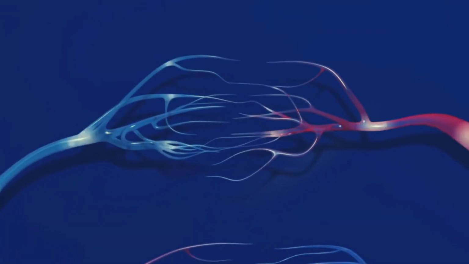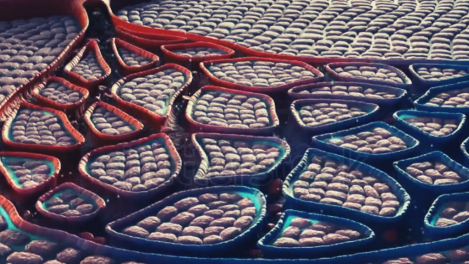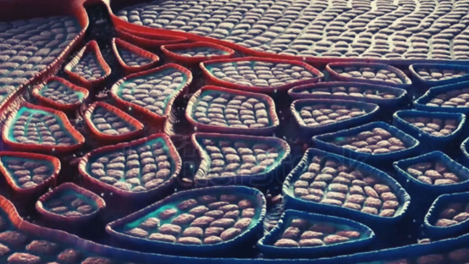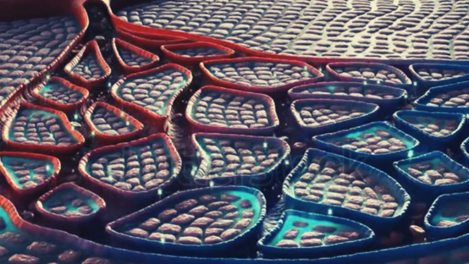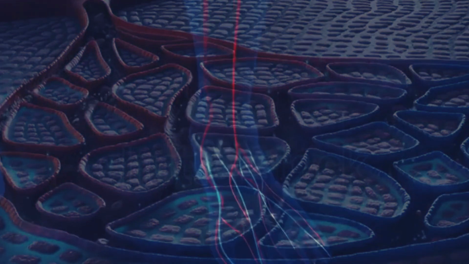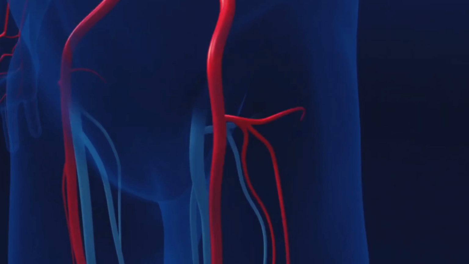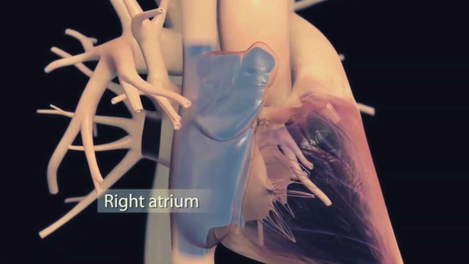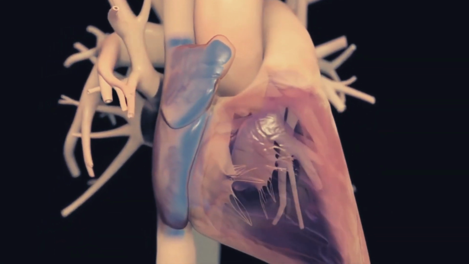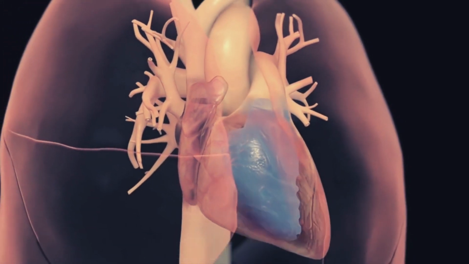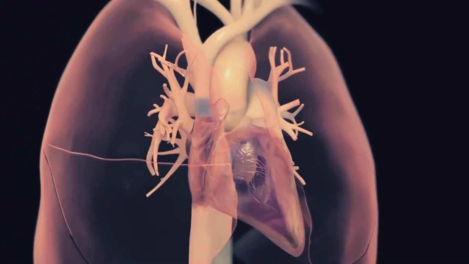Throughout the body, a network of tiny blood vessels called capillaries connects small arteries to small veins. These capillaries have very thin walls, allowing oxygen and nutrients to pass into the cells, while waste products move into the capillaries. The deoxygenated blood then flows into veins, which carry it back to the right side of the heart. From there, the blood is pumped to the lungs to receive fresh oxygen, and the cycle begins again.